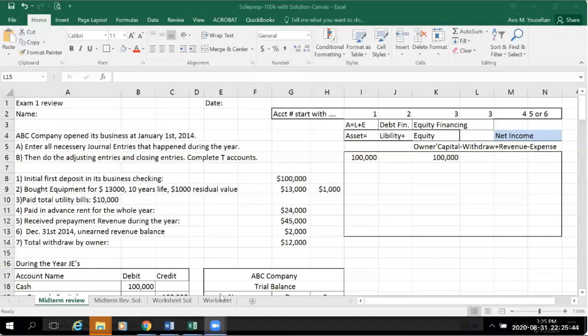Yeah, revenue minus expense will become net income. Exactly. Yes, that was in the chat box. Okay.